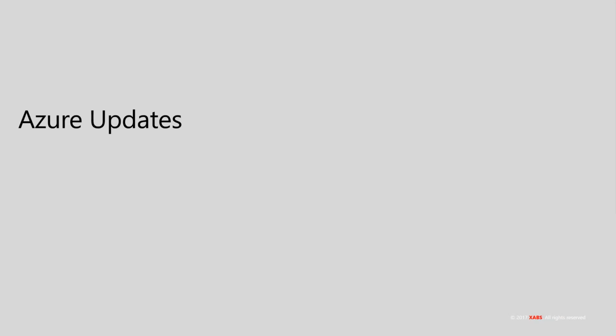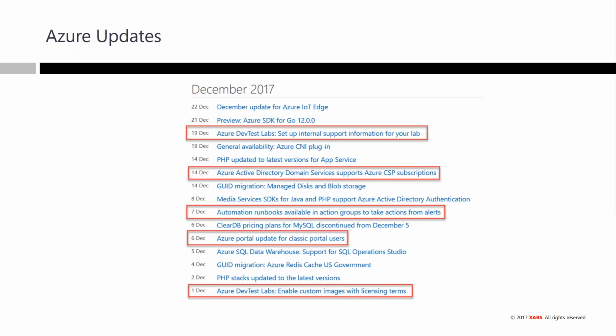Let's look at Azure updates. There's always a lot of stuff going on in Azure, and most of it is not really relevant for Dynamics 365. I've picked out the most important ones, and I've marked in red the ones that could be relevant for us. And we have the Azure DevTest Labs, setting up internal support information for your lab. If you're setting up test labs and using test labs for managing your testing, then this is relevant for you.